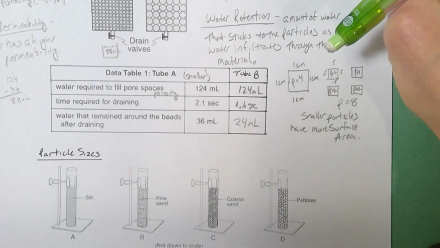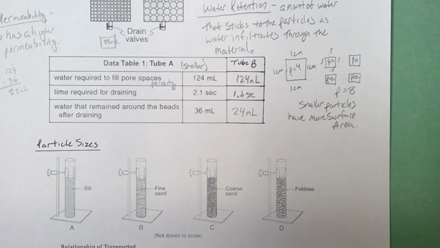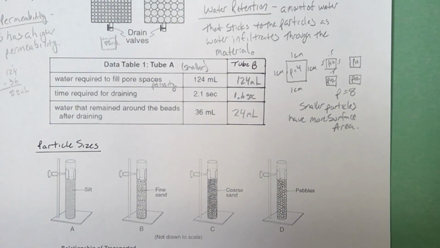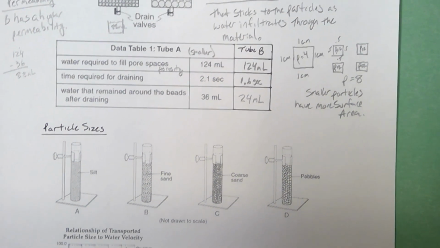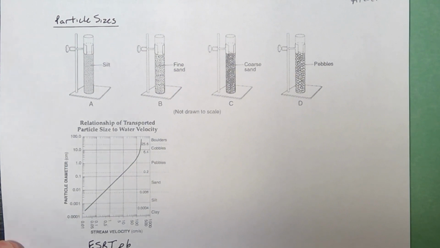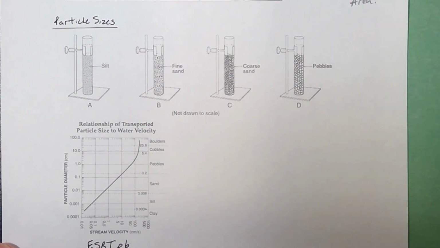Now, another thing that they can use in these diagrams, instead of giving you the exact size of the particle, is terms that we're going to use when we talk about stream velocity. So there are names for different size particles. You might think of sand as a specific substance, but honestly the word sand is telling you the size of that particle. The place to find the definition for the particle size is on the chart on page 6 of the Earth Science Reference Table. It's got stream velocity on the bottom, particle diameter on the side.